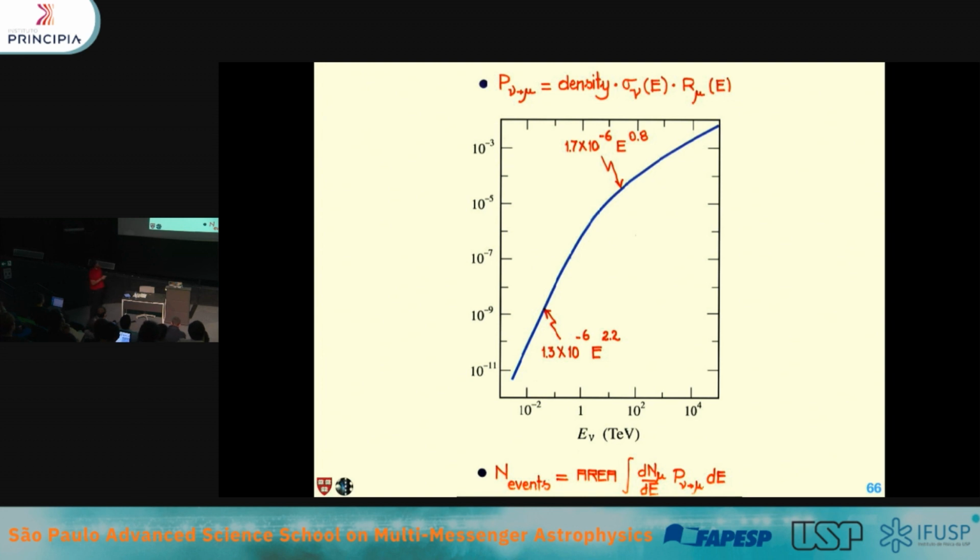These are parameters that are fixed by nature, right? I cannot change these parameters. This conversion probability is given by physics. Now, my detector size, the muon collection area, that I can choose. That's the parameter I can change, but these parameters, I cannot. So your number of events is going to be given by this area, which is my muon collection area, times this thing here.